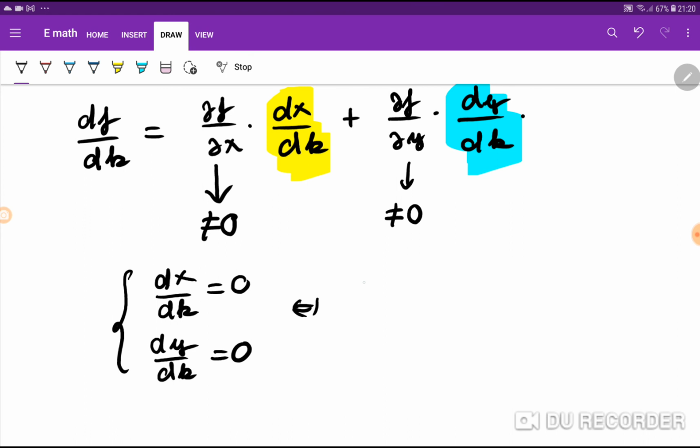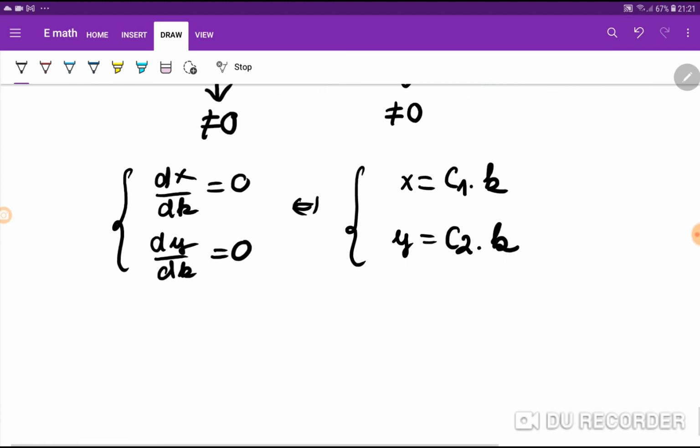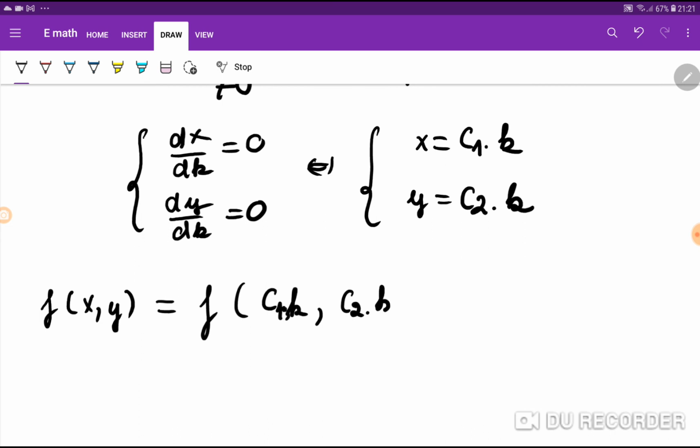So what do you have? If you solve, you have x equals c1 times k and y equals c2 times k, right? You agree with me? Because it's just basic integration. So f of x, y will equal f of c1 k, c2 k.